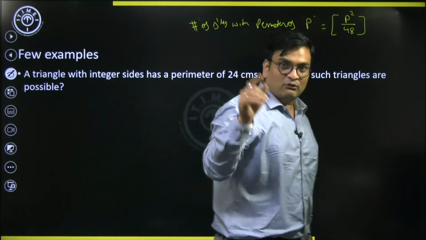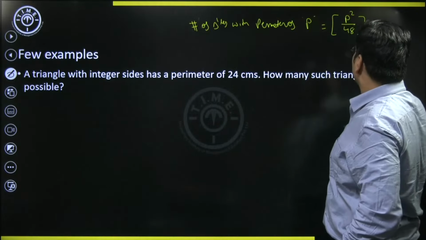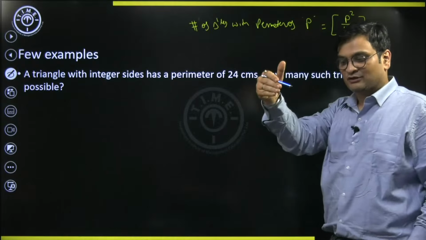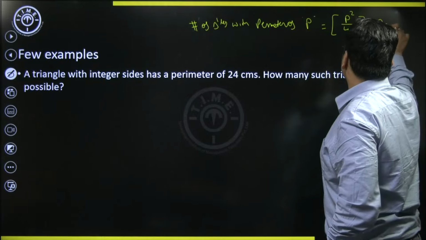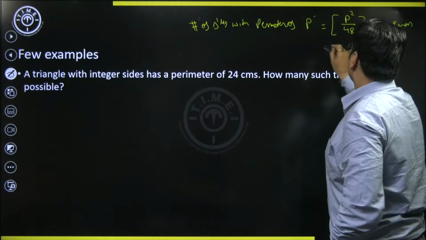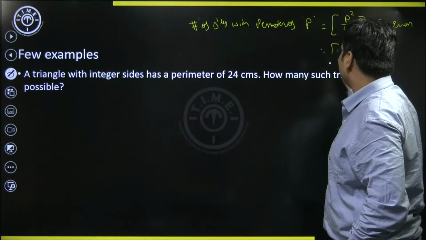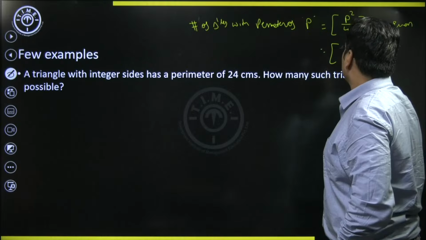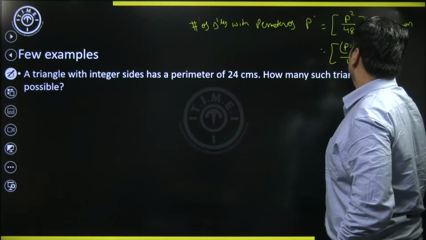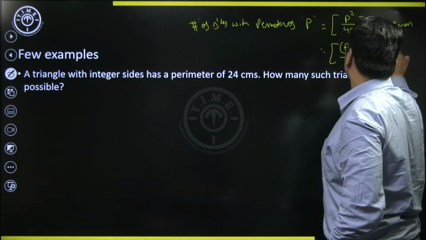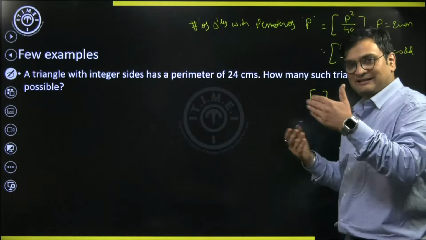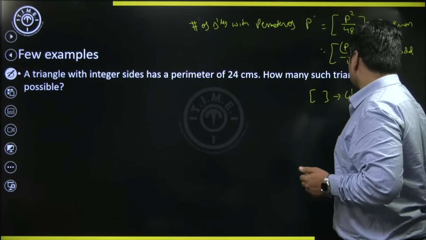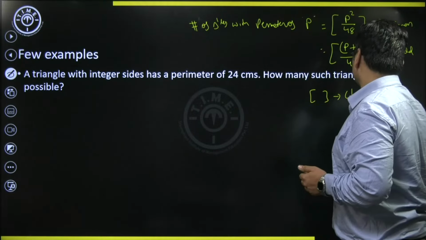Now, what does this square bracket mean? By the way, before I share what the square bracket means, this formula is used when P is even. Now, what if P is odd? Then the formula slightly changes. It becomes the square bracket of P plus 3, the whole square by 48, when P is odd. Here the square bracket indicates the closest integer value.